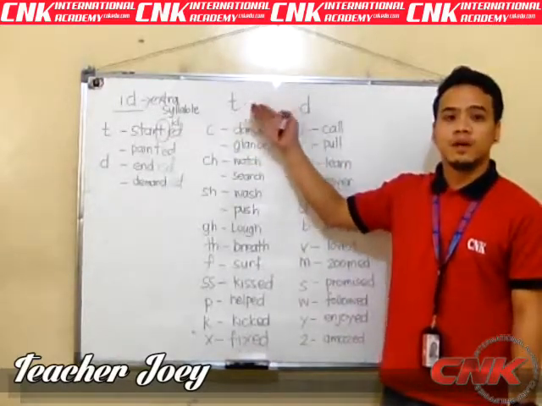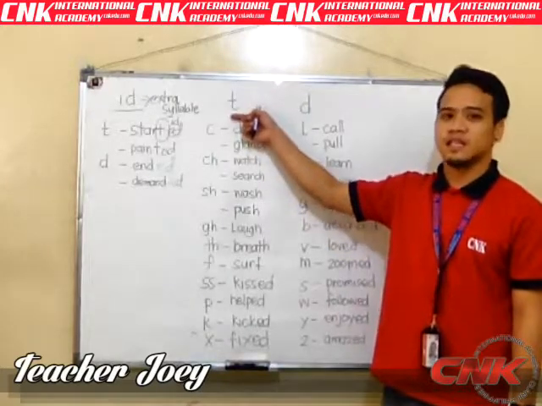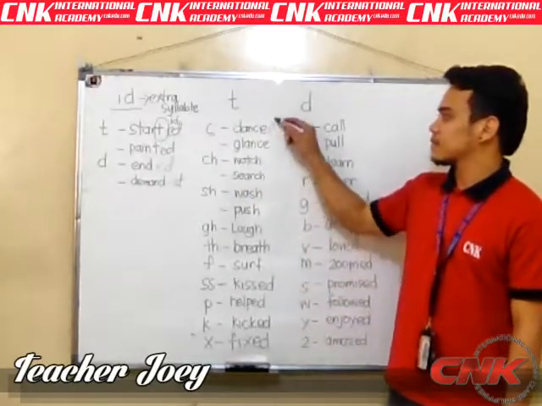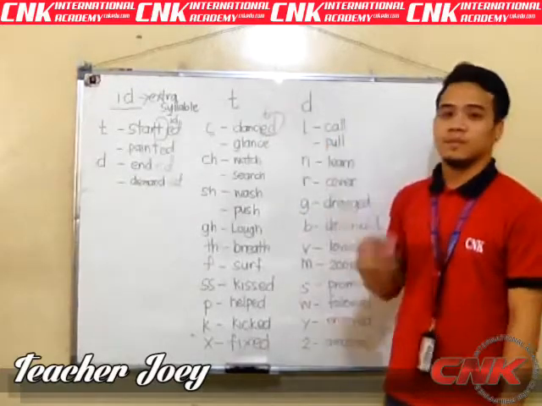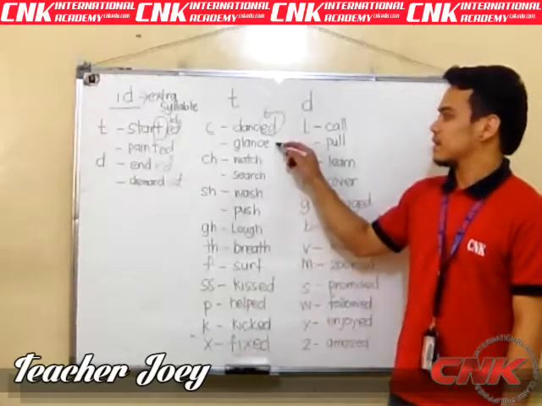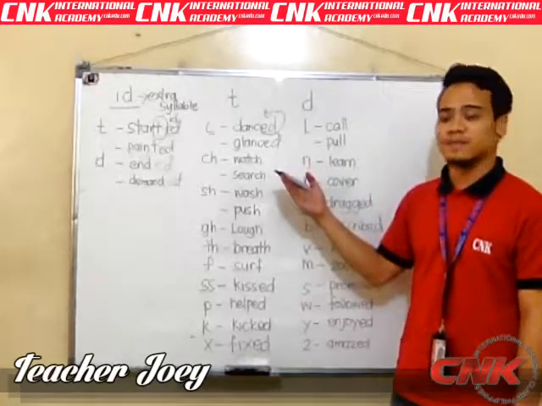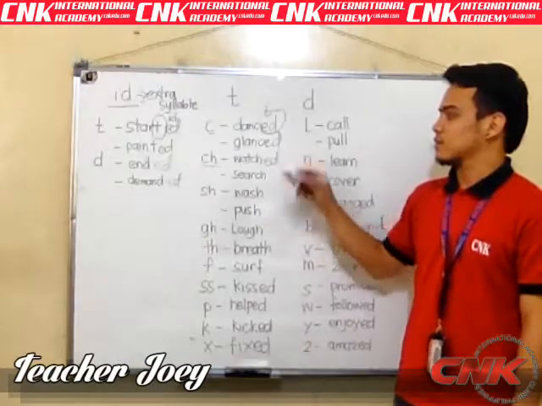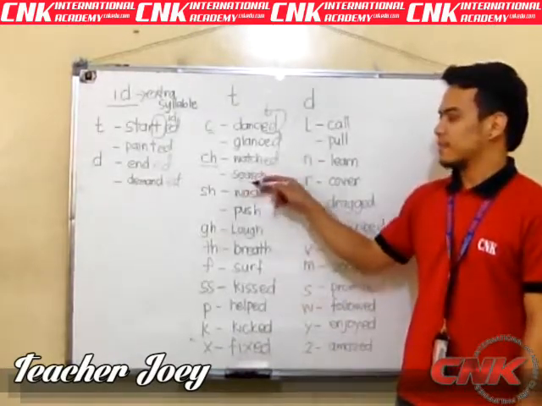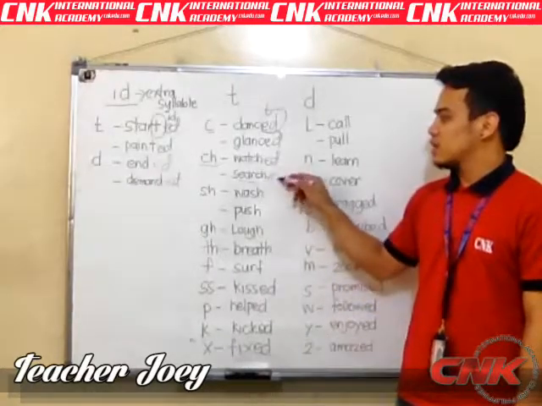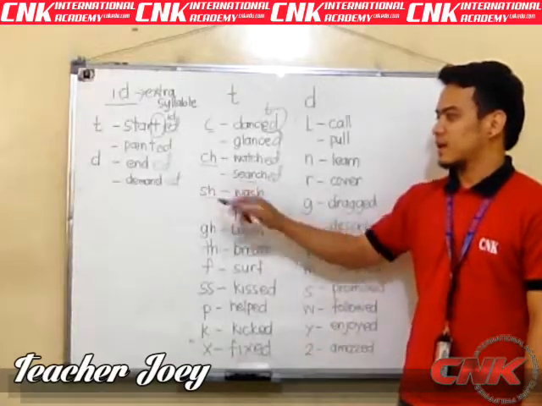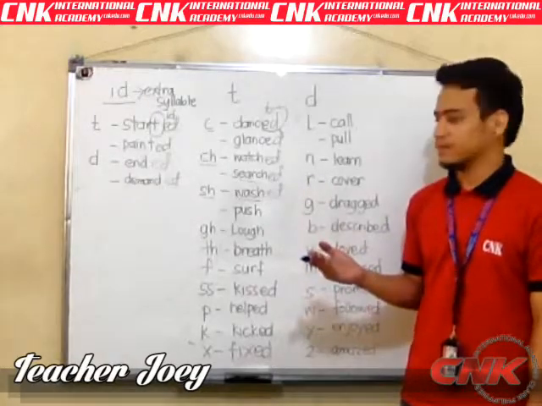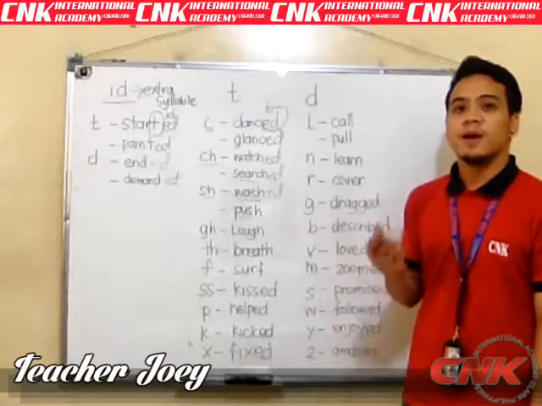pronunciation of regular verbs ending in ED with the T sound. First, the S sound, dance. It is danced. Glance, glanced. And also we have the CH sound: watch, watched, search, searched. The SH sound: wash, washed, push, pushed.